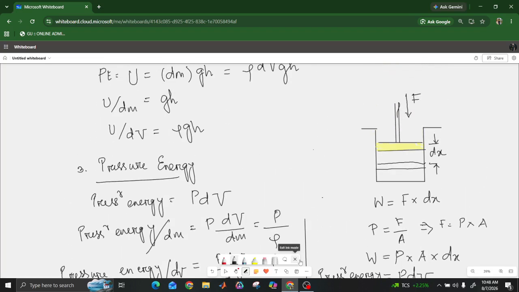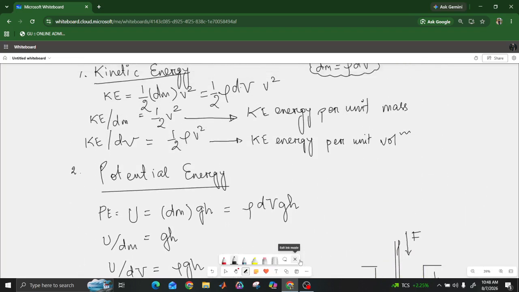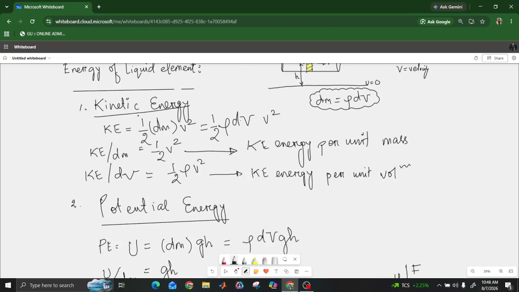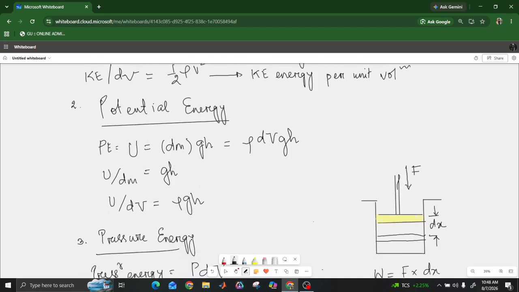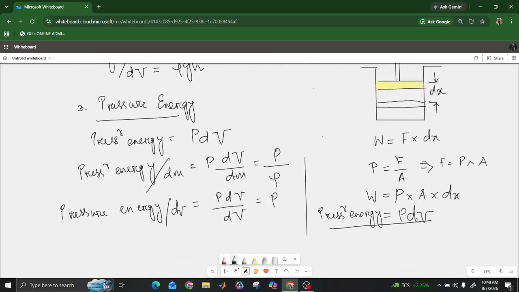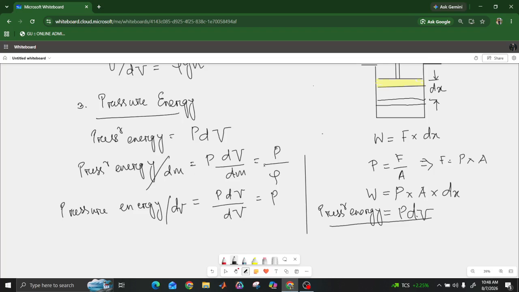Did you get it? So we got three energies. For kinetic energy, we got this per unit mass and this per unit volume. We'll have to see according to the question which one we use, per unit mass or per unit volume. This is the potential energy, per unit mass and per unit volume. And for pressure energy, per unit mass it is P by rho, and per unit volume it is P.